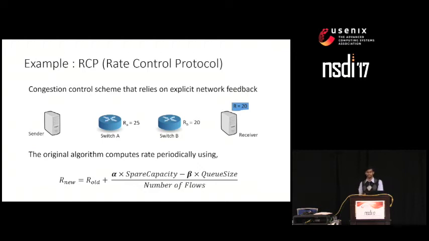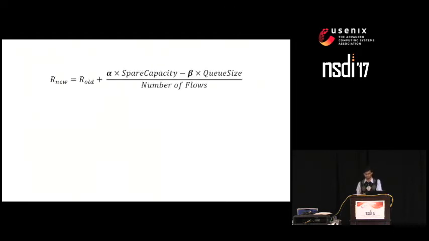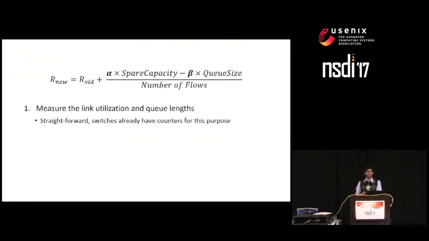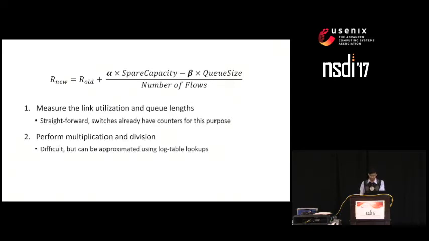And the intuition here is, if you have a lot of spare capacity left, you would increase the rate assigned to every flow to make sure that the link utilization is high. And if you have a lot of persistent queuing, you would decrease the rate until you dissipate the queue, essentially. So let's look at how we can implement this on these flexible switches. First, we need a way to measure the link utilization and the queue lengths. And this is fairly straightforward because these switches already have counters for this purpose. We only need to be able to break it down into control intervals so that we can calculate this rate.